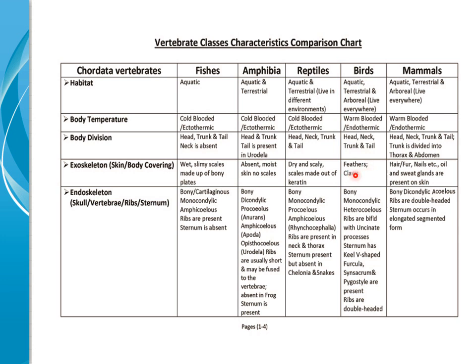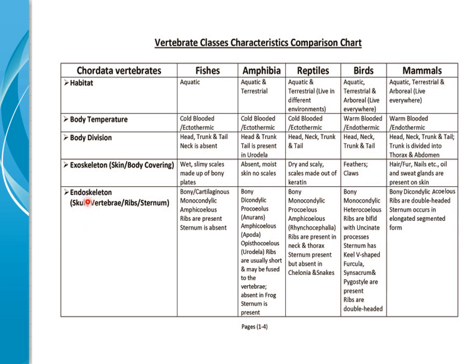Feathers are for protecting the body and insulating the body from the surrounding environment. In mammals, the exoskeleton includes hair or fur, nails, hooves, horns, etc. And on the skin, the presence of oil and sweat glands is also seen.